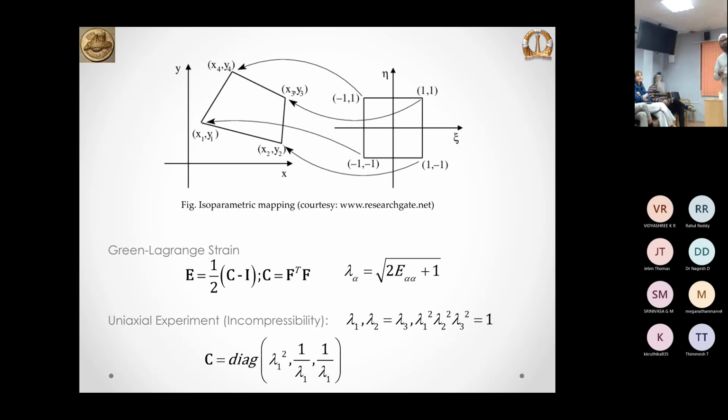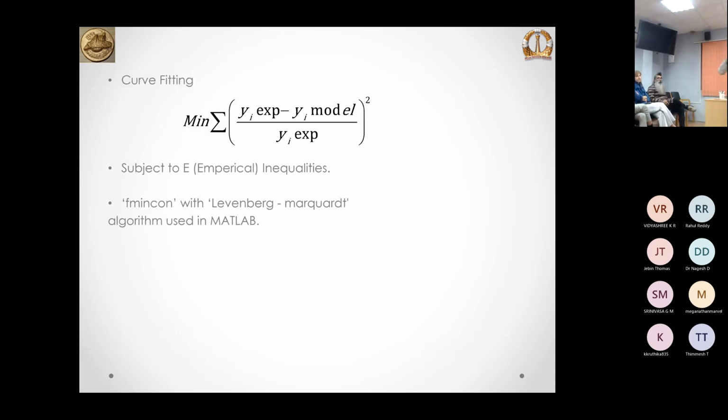So therefore, using this, we can eliminate lambda 2 and lambda 3 for the isotropic case. And your right Cauchy-Green tensor will just be a diagonal matrix of lambda 1 square, 1 by lambda 1, 1 by lambda 1. So finally, we'll be using this for calculating the Cauchy stress, and we'll fit that to the experiment. So we minimize the error, subject to the empirical inequalities, using fmincon. And finally, we'll be getting the minimum optimized curve.